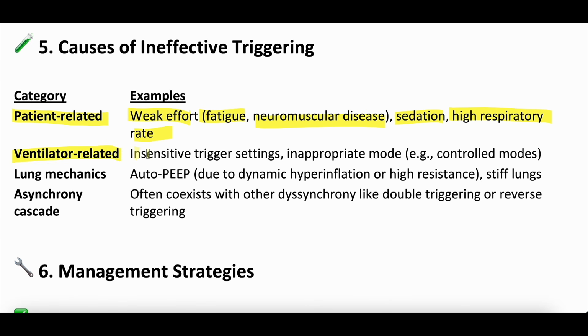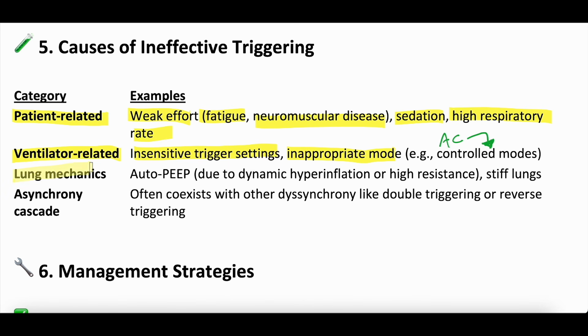Ventilator-related causes: insensitive trigger settings, so you need to make the pressure or flow trigger less stringent. Or inappropriate modes. We mentioned how most modes are usually assist control, but not all of them are. So if you're in a controlled mode that is not assist control, that might also lead to ineffective triggering because these modes don't have the same triggering modalities as assist control does.